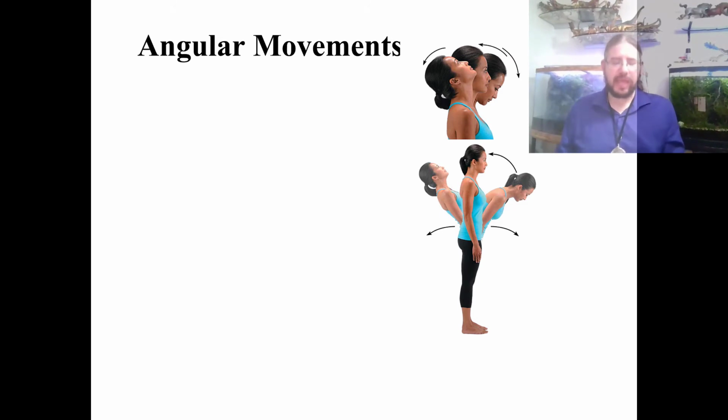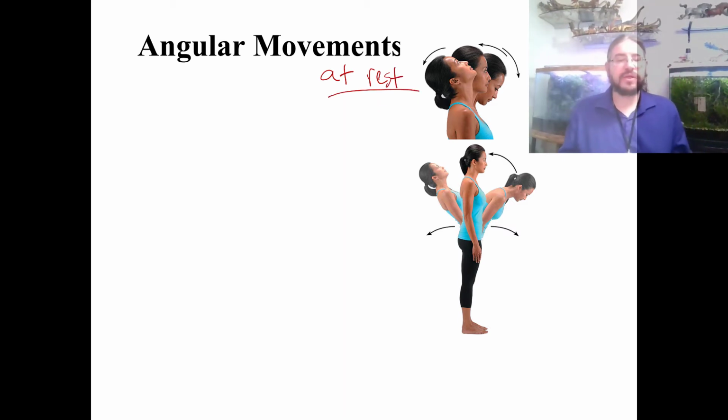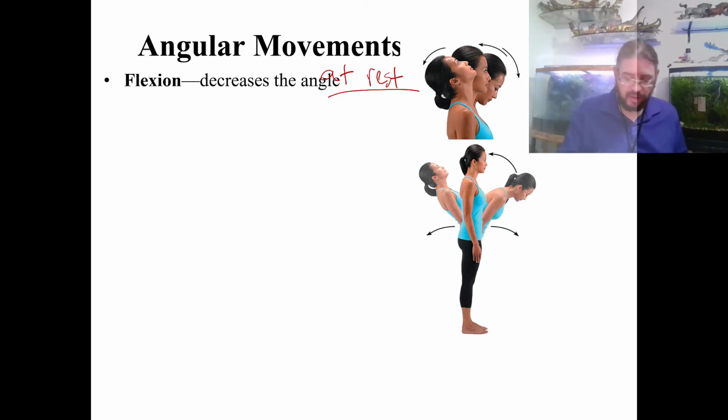Basically, if you look at a joint, you can describe the angle of the joint at rest. So, at rest, the joint is at a specific angle. For instance, in anatomical position, my neck is at rest, and I can describe it as being at a specific angle, this 90-degree, straight up and down angle, right? So in flexion, you decrease the angle of your joint.